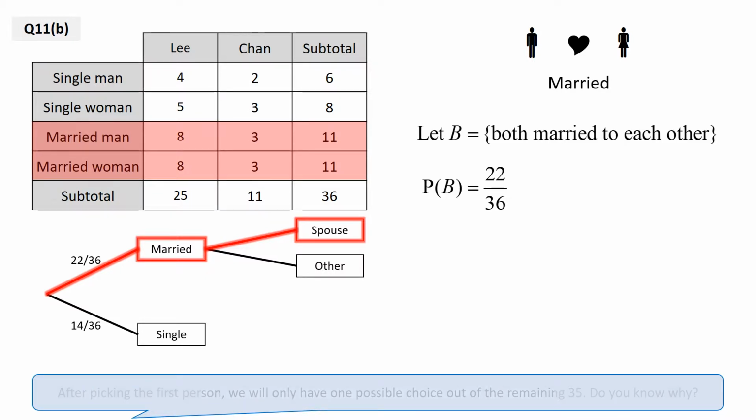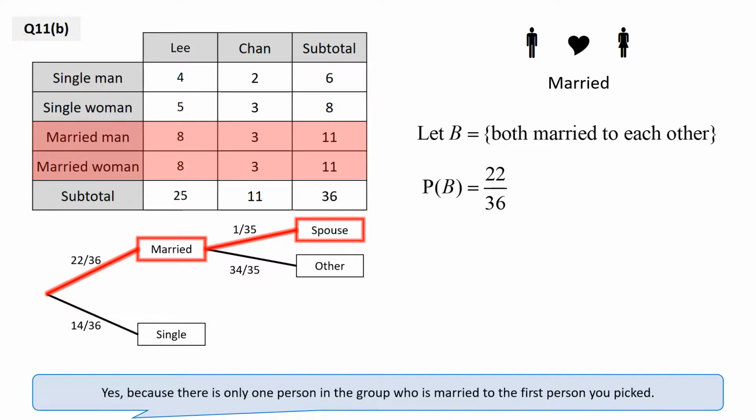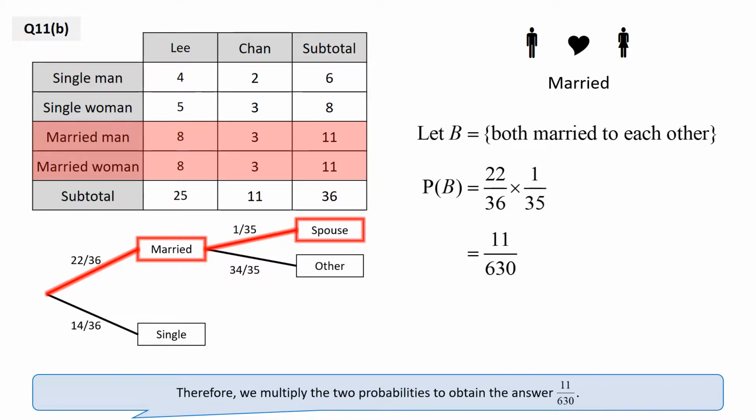Do you know why? Yes, because there is only one person in the group who is married to the first person you picked. Therefore, we multiply the two probabilities to obtain the answer 11/630.